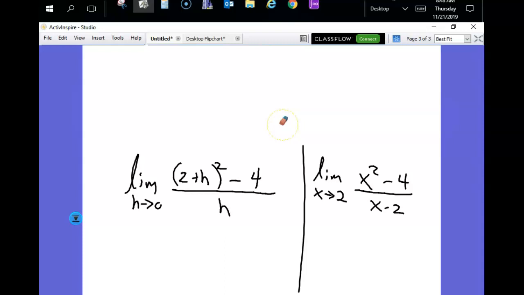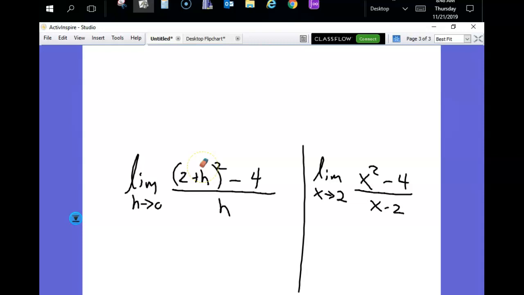Like for this one here, you could just factor this. Difference of squares. Remove the discontinuity and plug in and get your answer. This one over here, you'd have to FOIL it out first, and then you could probably remove your discontinuity after that. But they're going to give you problems where you can't do it like that.